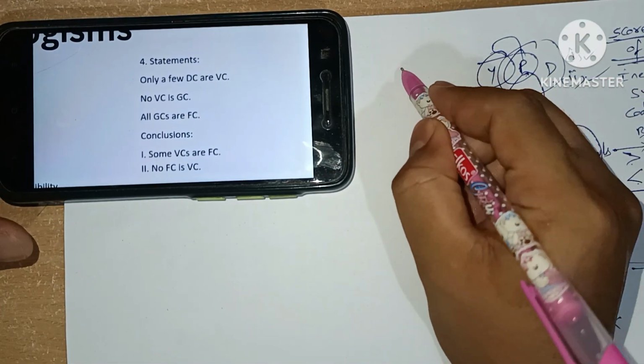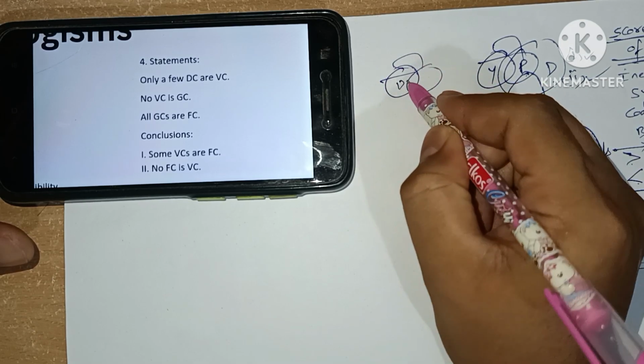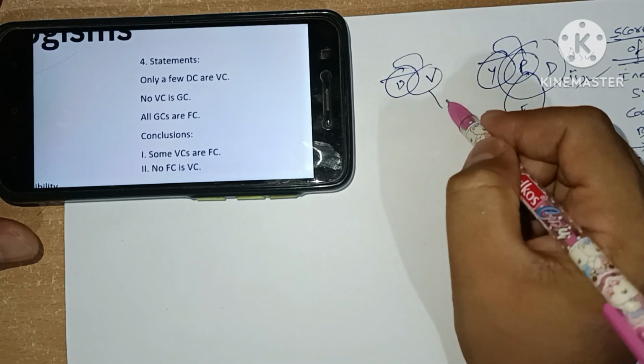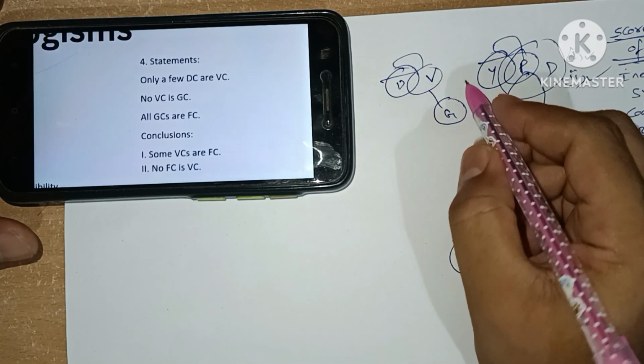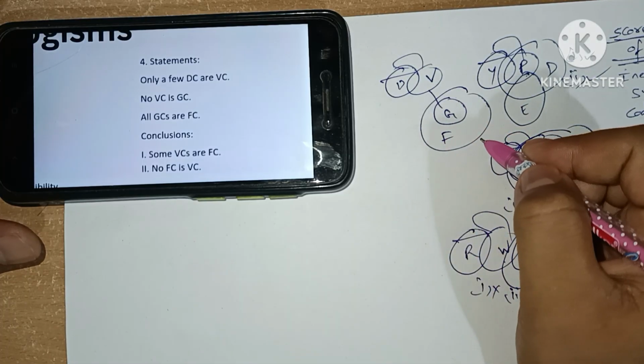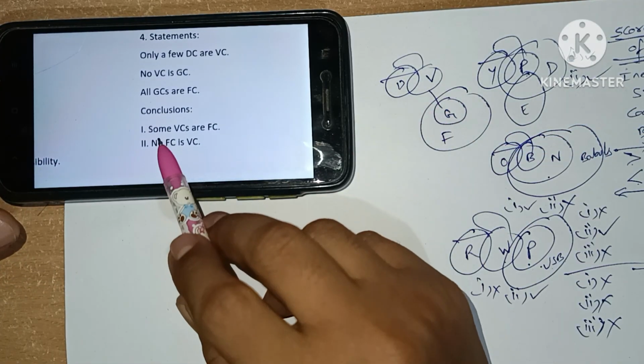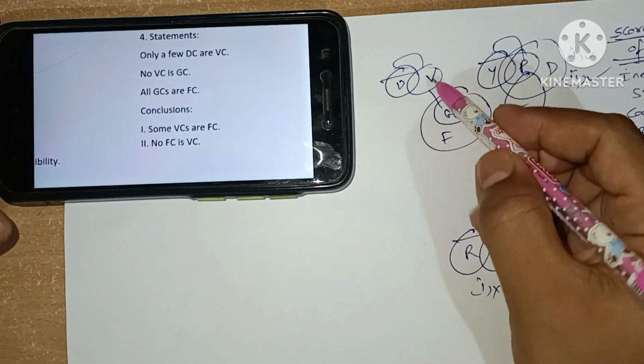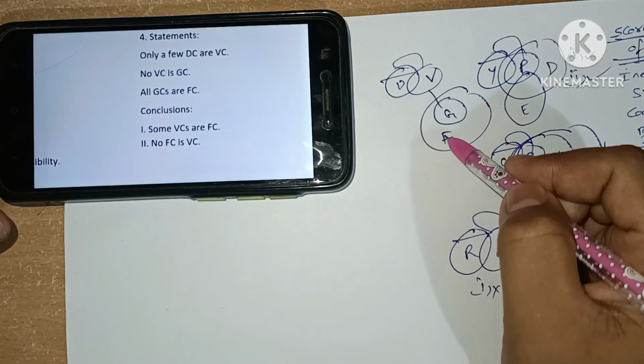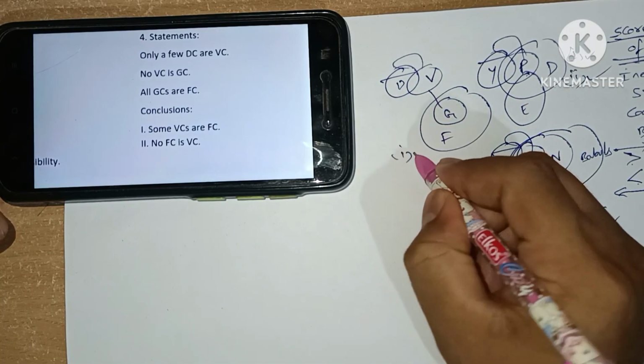Only a few CD is VC. No VC is GC. All GC are FC. Let's see the conclusions. Some VC are FC. Is some VC sharing with FC? No. First one is false.